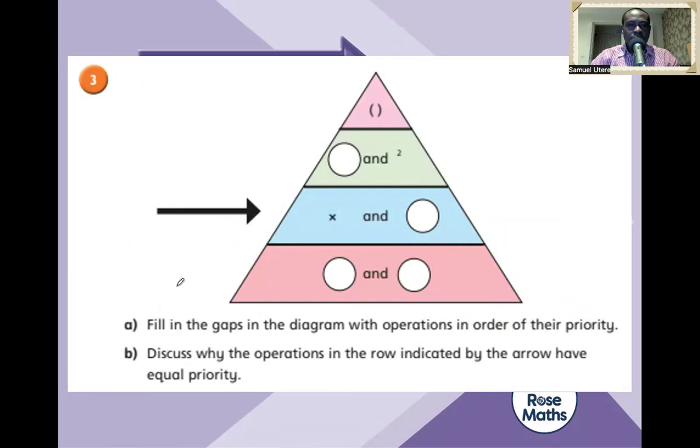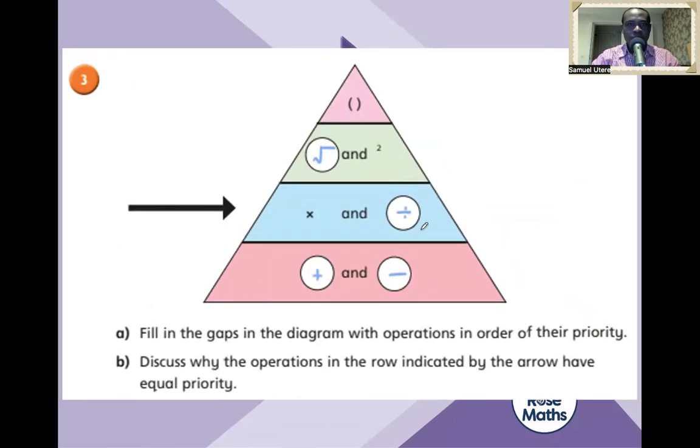All right, here you're asked to fill in the gaps in the diagram with operations in order of their priority. Discuss why the operations in the row indicated by the arrow have equal priority. All right, they have equal priority. So here is the answer.